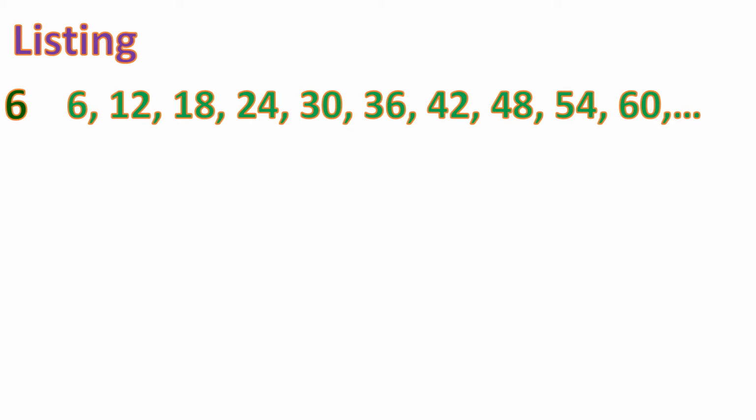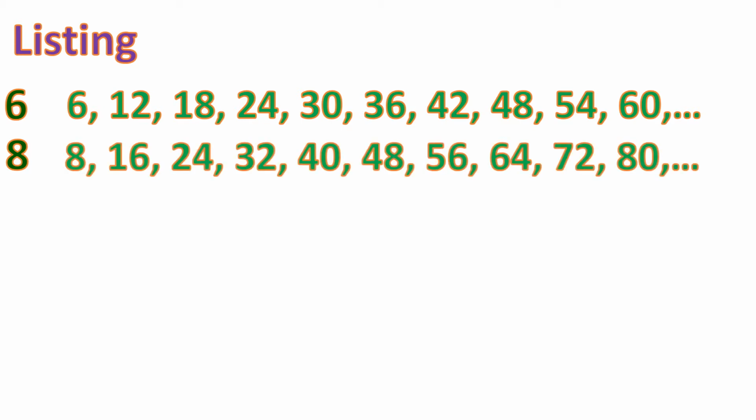There are infinitely many multiples of 6. That's why we add 3 dots, because it continues infinitely. We'll just end with 60. And then we'll have another number, which is 8. We're going to find all the multiples of 8 as much as we can, and to do that, we're going to keep on adding 8, which is 8, 16, 24, 32, 40, 48, 56, 64, 72, and 80.